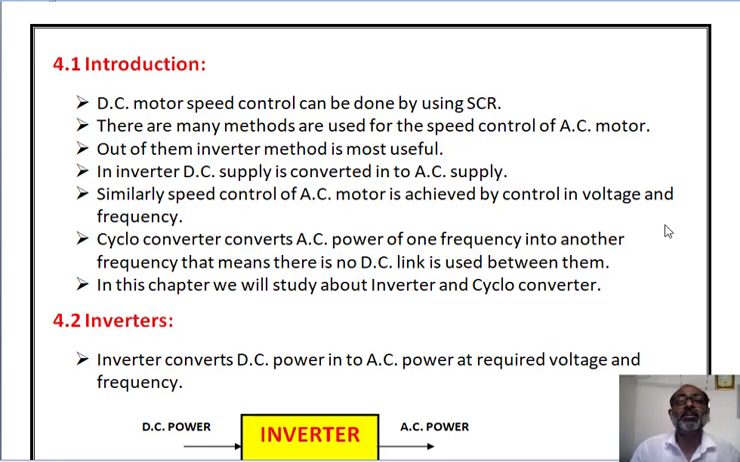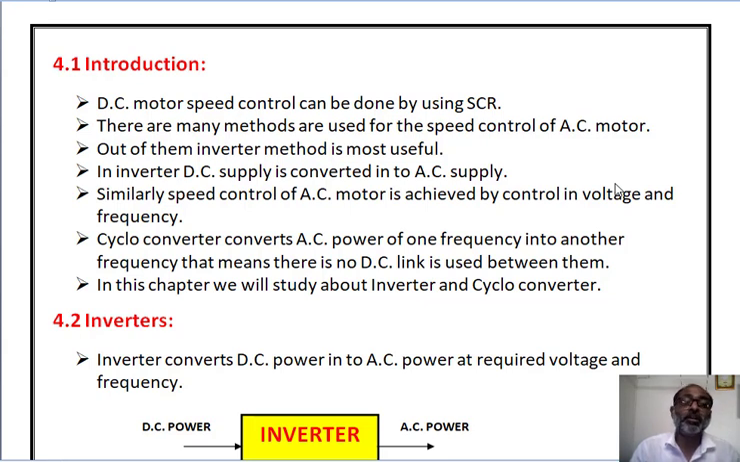There are many methods used for the speed control of AC motors: by changing the frequency, by changing the applied voltage, or by changing the number of poles in the AC motor. These are the different parameters related to speed. If we change any parameter, it will change the speed of the AC motor. Out of them, the inverter method is most useful. Nowadays, most applications are operated by this method.